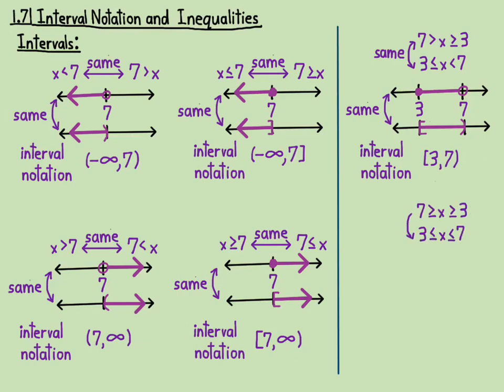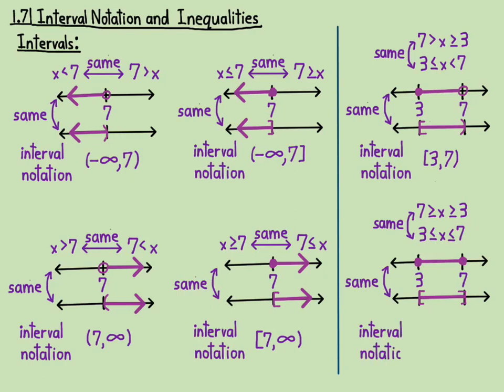Okay, 7 is greater than or equal to x is greater than or equal to 3, or 3 less than or equal to x less than or equal to 7. What did I do? I just put equals on all of them. So now I'll have brackets on both sides, or solid dots on both sides. 3, 7. Otherwise, it's the same. And so that interval notation will have a square bracket, 3, comma 7, close square bracket. Okay, and then other combinations of those.